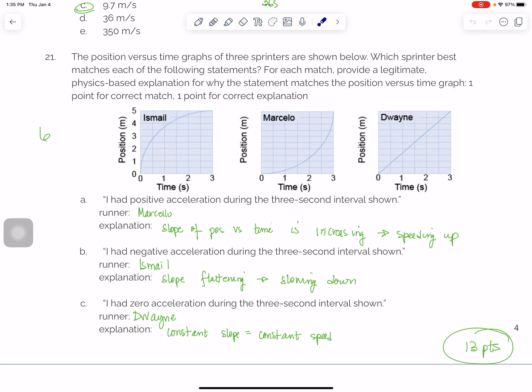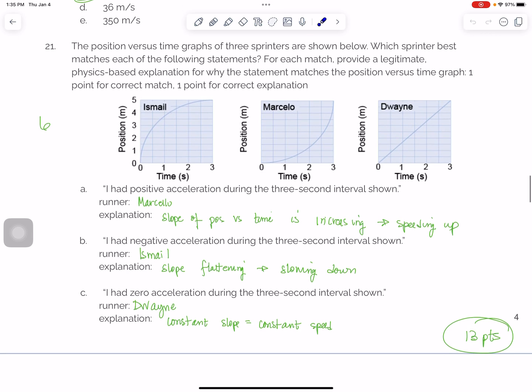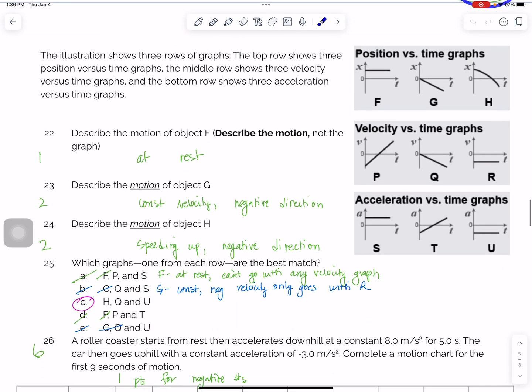And the reason why is the slope is flattening out. So basically he's coming to a stop, where his position is not changing very much between like 2.5 and 3 seconds. I said the slope is flattening, slowing down. Zero acceleration is Dwayne. The slope of the line is constant, which means that every second he's covering the exact same amount of distance. So 2 points for each part of this, 1 for the right runner, 1 for the right explanation, 6 points for this question, 13 points total on this page.